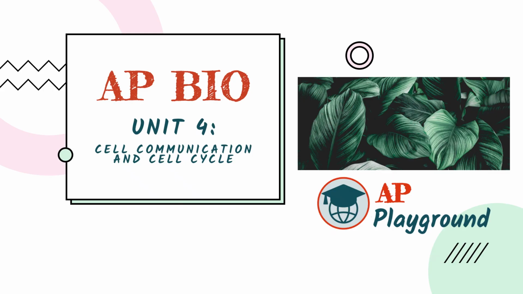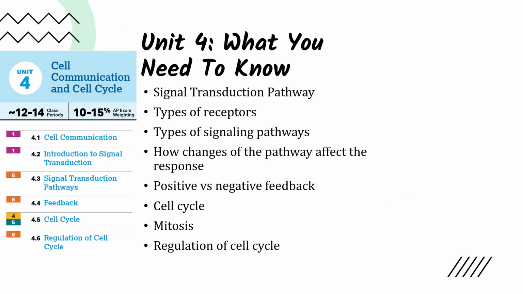Today we're reviewing Unit 4, Cell Communication and Cell Cycle. Things you need to know for this unit: the signal transduction pathway, as well as all of the components of it, including receptors, signaling pathways, and responses, how changes of the pathway can affect the response or the pathway, positive and negative feedback in maintaining homeostasis, the cell cycle, specific steps of mitosis, and regulation of the cell cycle.